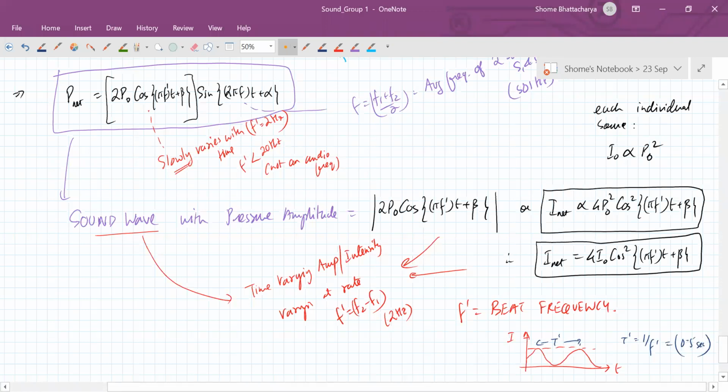But that's just the intensity or the pressure amplitude. You can also interpret this as a net pressure amplitude. Whereas the same sound wave, now in terms of frequency, has this frequency.